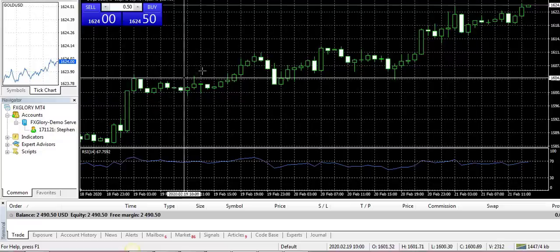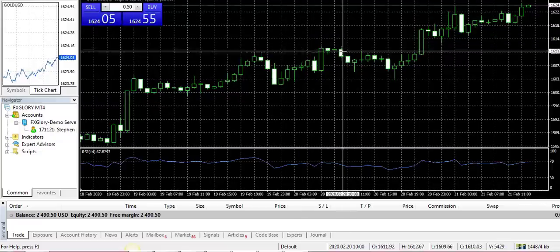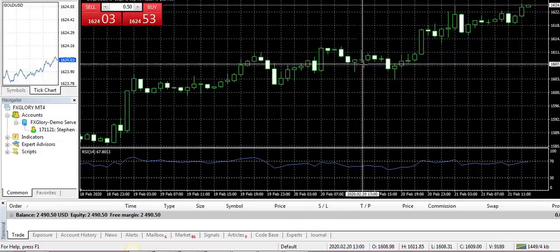So, hourly gives you a good perspective, and you see different candlesticks. Like, let's just review. Bullish candle.